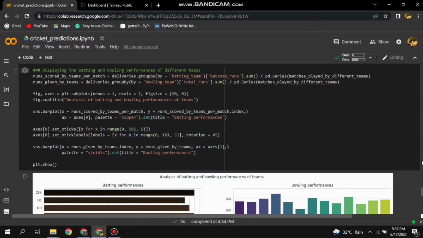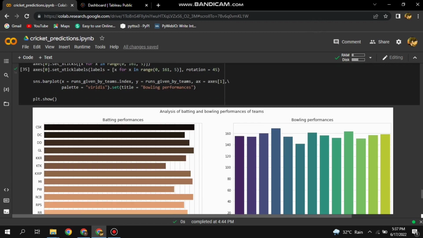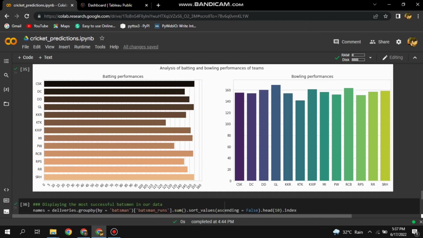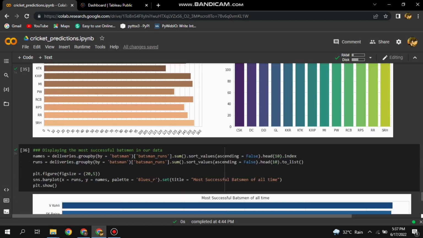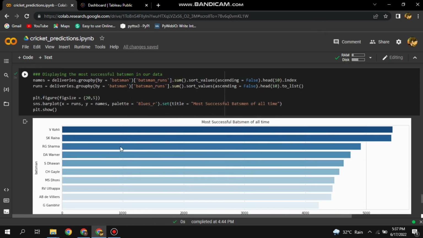And then I just plotted the batting and bowling performances by different teams. So here are the average number of runs scored by a team in a particular match, and the average number of runs conceded. And then I just displayed the most successful batsman of all time. So here, as we can all see, V Kohli has the most runs, followed by SK Raina and then RG Sharma.